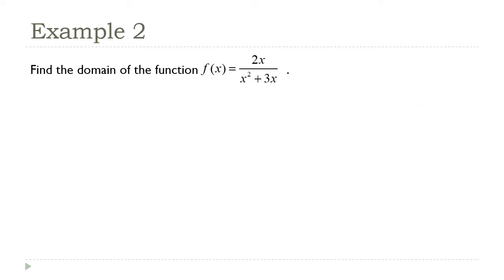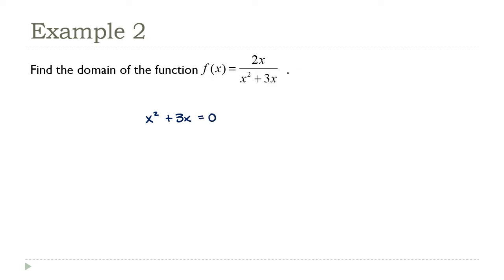All right, so how about this guy? What is the domain of this function? Well, there are no even roots here. That's good. But there are variables in the denominator. So I know that I have to exclude any number that makes the denominator equal to 0. So I'm going to say, when is x squared plus 3x equal to 0?